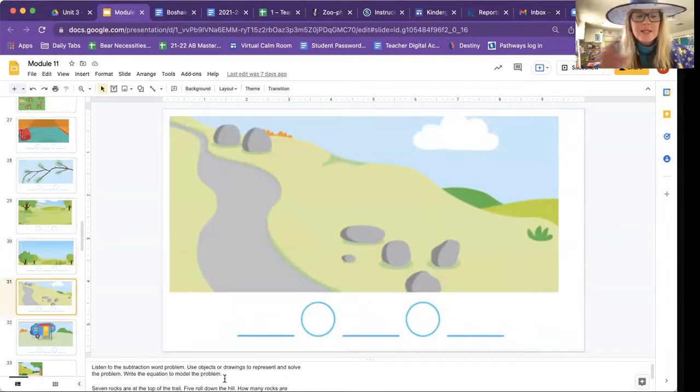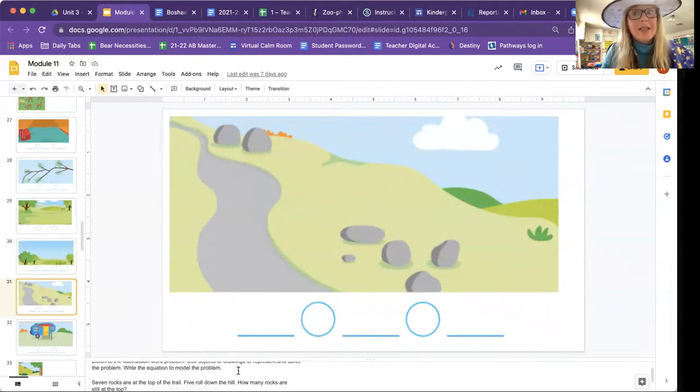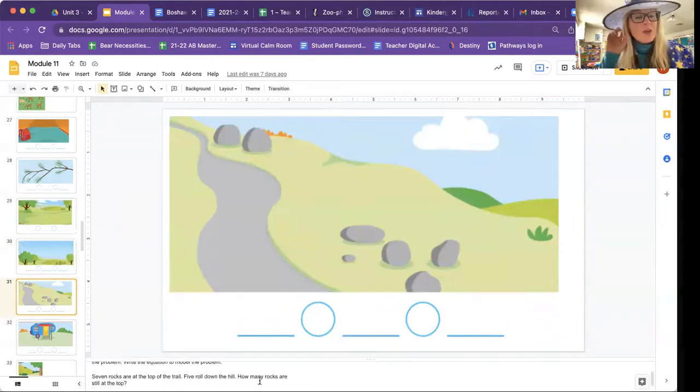All right, listen to the subtraction word problem. Use objects or drawings to represent and solve the problem. Write the equation to model the problem. 7 rocks, ding, ding, ding, ding. Did you hear a number? 7 rocks are at the top of the trail. 5 roll down the hill. How many rocks are still at the top?